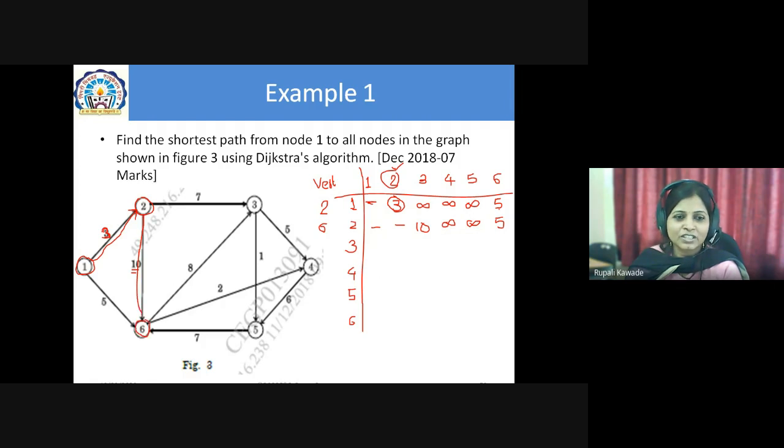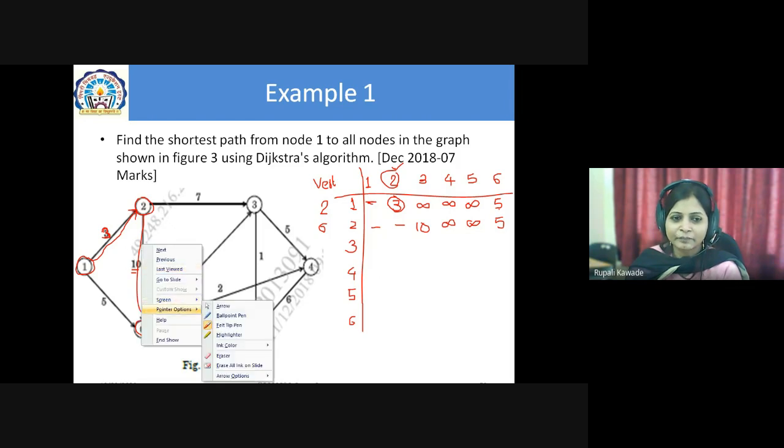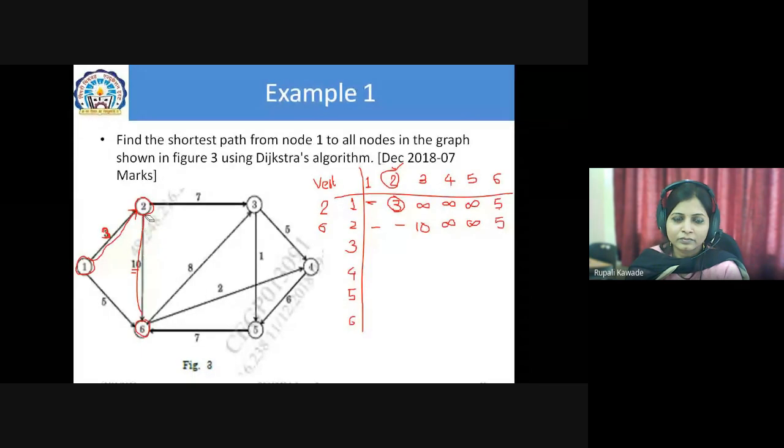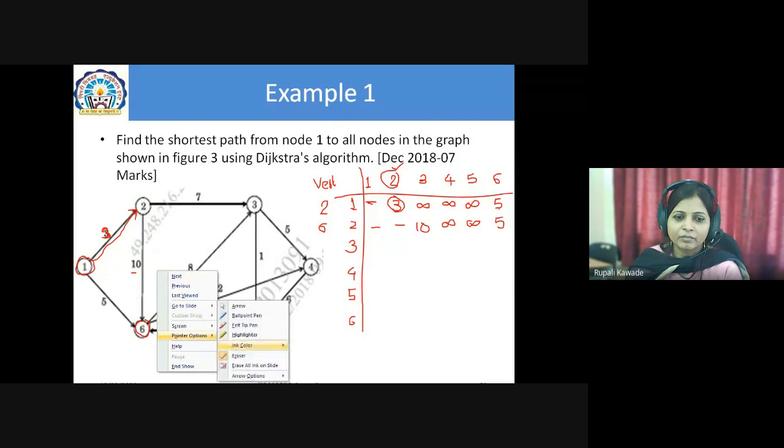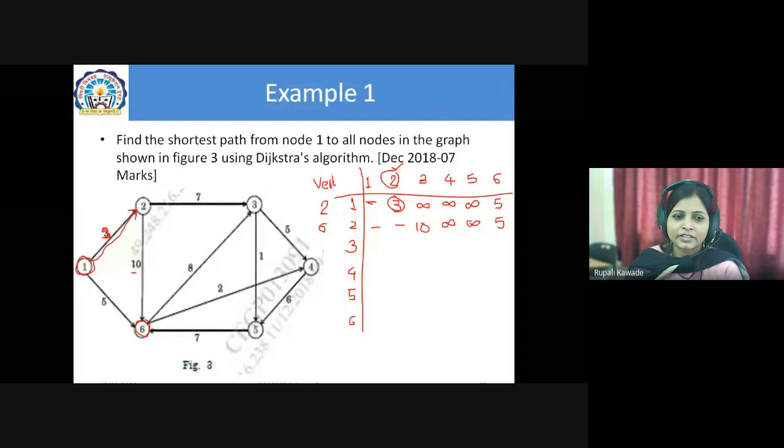But the distance of the 6 is 5 only. Yeah? This line should not be there. Okay, because this distance is from the 1 only. Fine. So now which vertex are we selecting? A 6. We have selected the 6 vertex.